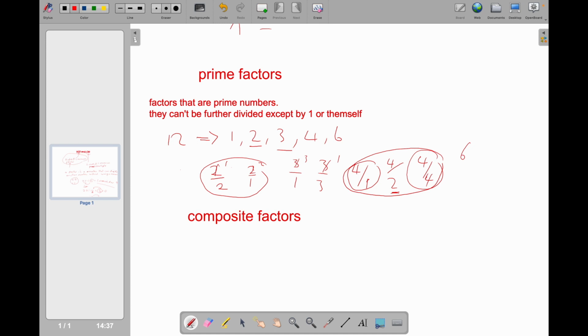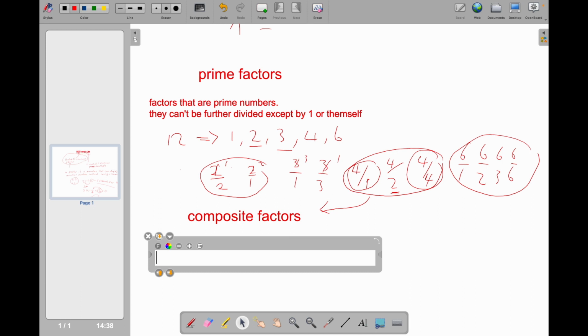The same applies with 6. We can divide 6 by 1, by 2, by 3, and by 6. So this also is not a prime factor. So if they are not prime factors, they are composite factors. And what are composite factors?